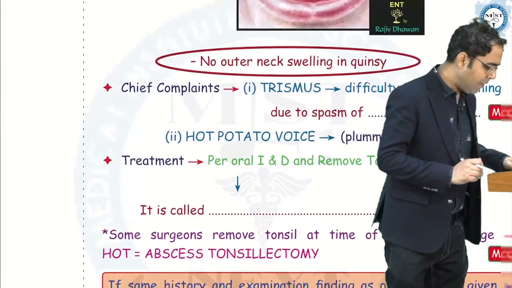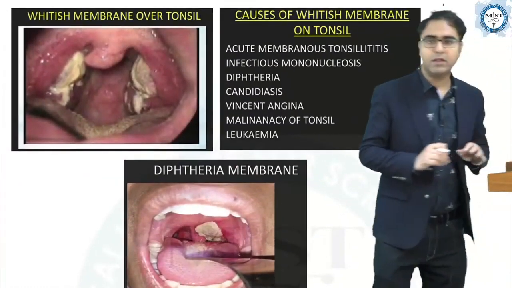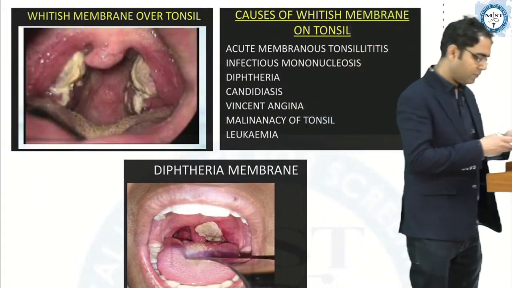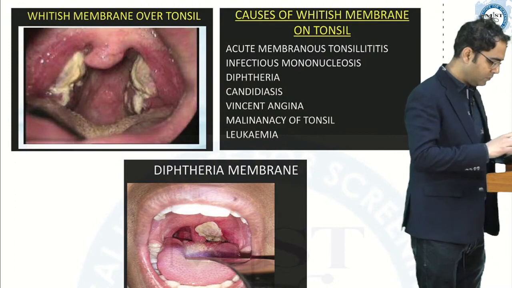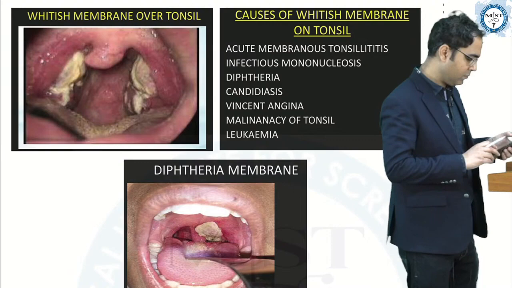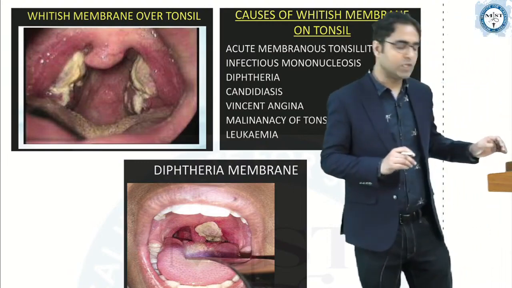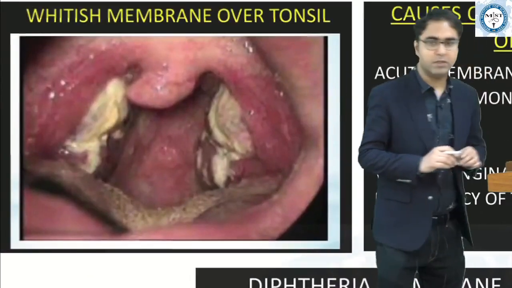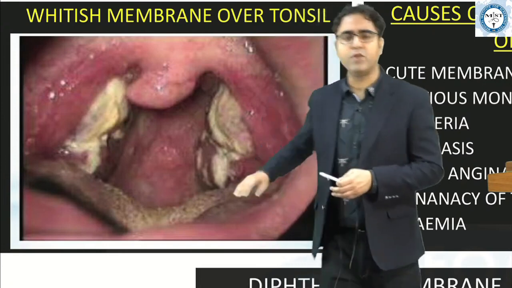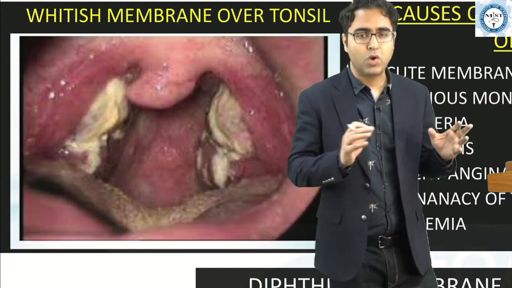After the hemorrhages, let us do the next topic. Now, there are a couple of questions possible. First of all, see this next picture now. Whitish membrane on tonsil, very common thing. A lot of time we get this whitish picture on the membrane on the tonsil. What are the various causes of that?